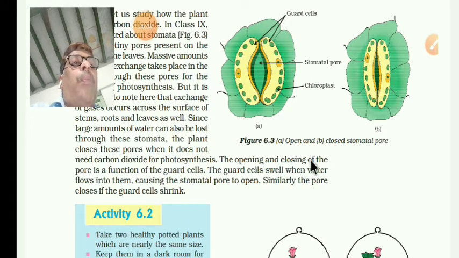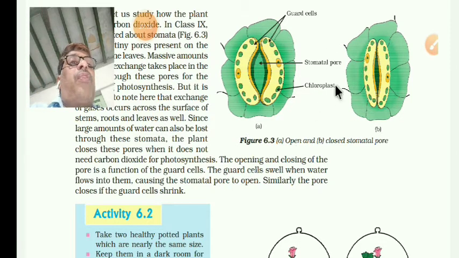The opening and closing of the pore is a function of the guard cells. Look here, the diagram is given. This is the guard cells. This is the stomatal pore, and these are closed. So this opening and closing of the stomatal pores is guided by the guard cells. Here the question arises: how are guard cells regulated in the opening and closing of the stomata?